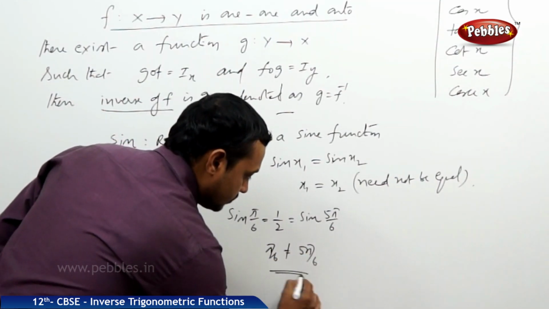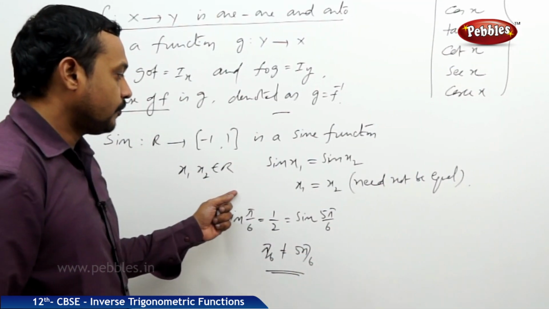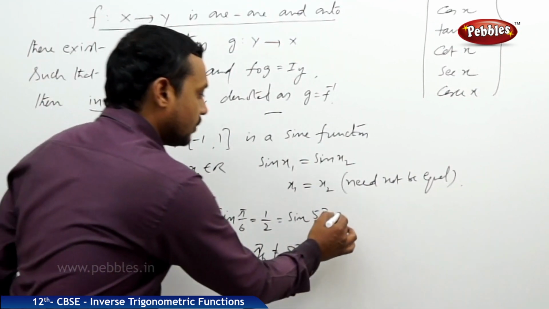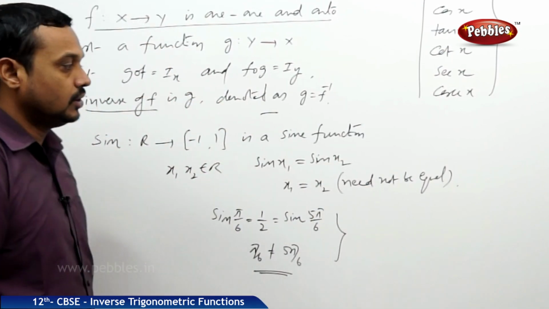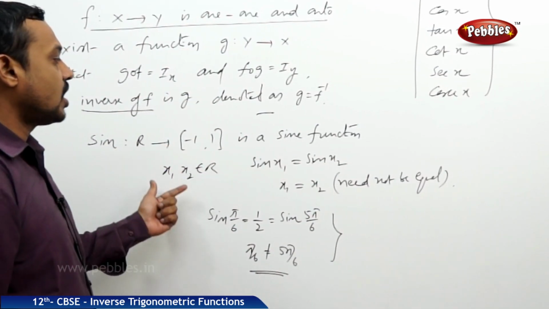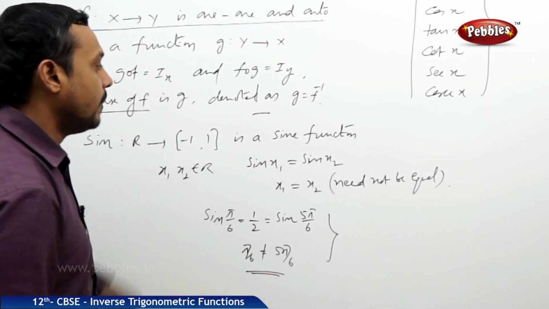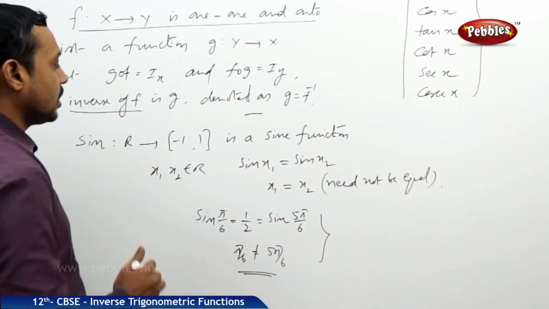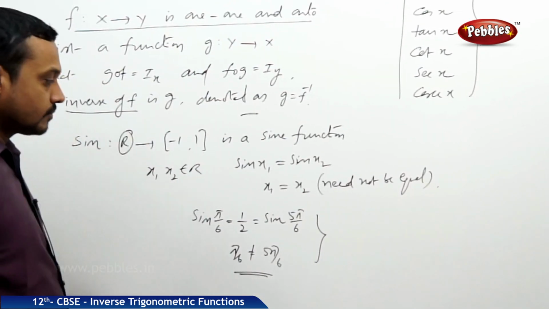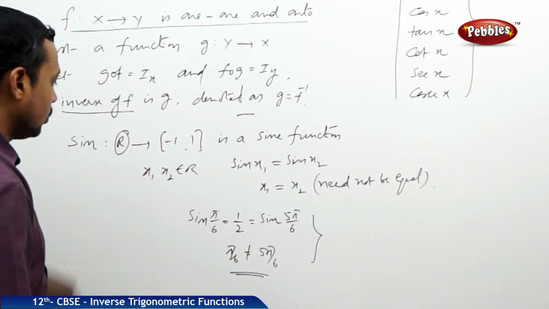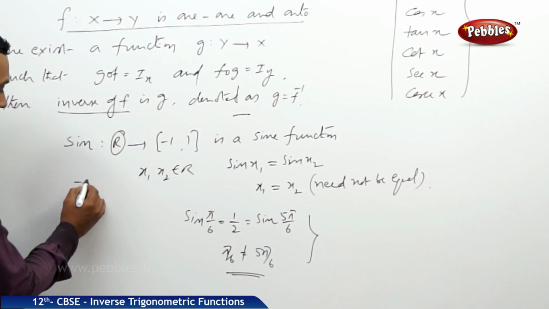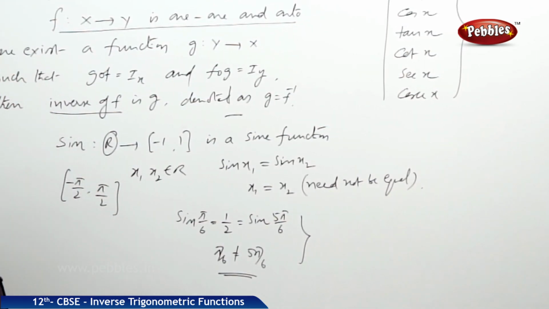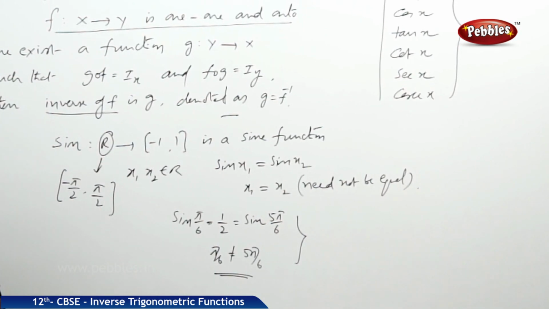which is wrong. So, whenever f of x1 is equal to f of x2 implies x1 is equal to x2, then the function f is said to be 1 1. Here that definition fails. So the sine function is not 1 1 and hence it is not bijective. But we can make it into a 1 1 function if we restrict the domain. When it is restricted to the interval minus pi by 2, pi by 2.